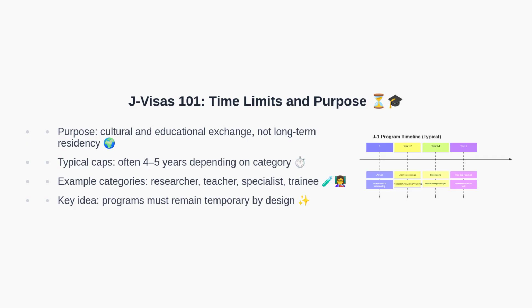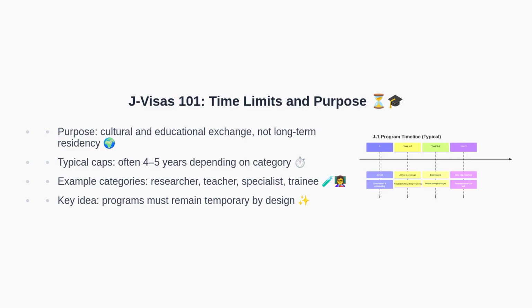limits matter. The J visa category exists to promote cultural and educational exchange. It is time-limited, often capped at 4 or 5 years depending on the specific program category. For example, research scholars and teachers have specified maximum durations established by regulation and program policy. The purpose is strictly temporary, aimed at exchange, not permanent residence. Therefore, when the cap approaches, any attempt to extend time through status changes must align with the exchange mission.